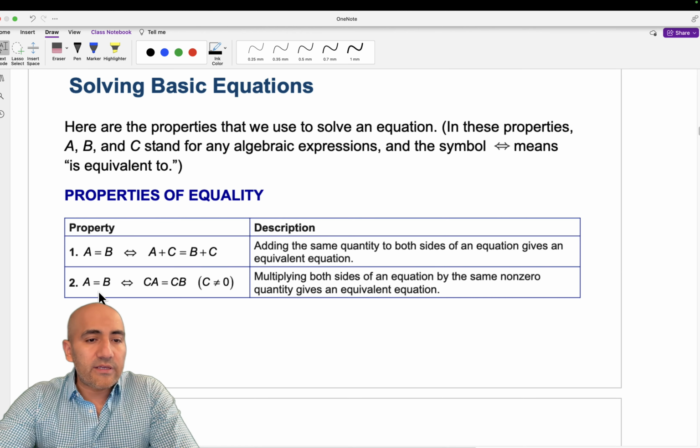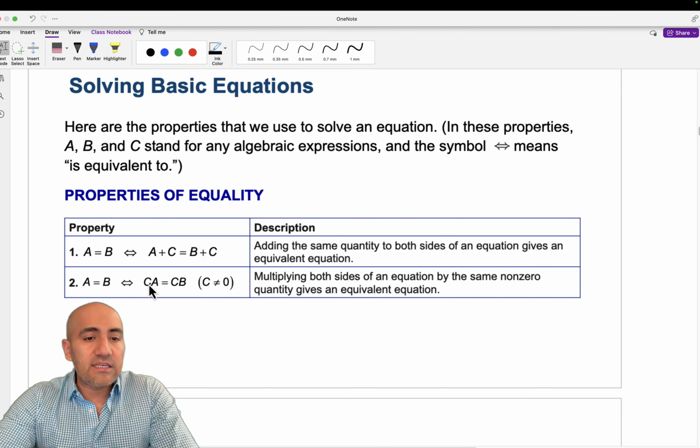The second property is that if we start with A equals B, then we're allowed to multiply by C to both sides, as long as C does not equal 0. So that if A equals B, then we can conclude that C times A equals C times B. Okay, so we can add the same quantity to both sides of the equation, or we can multiply the same quantity to both sides of the equation.